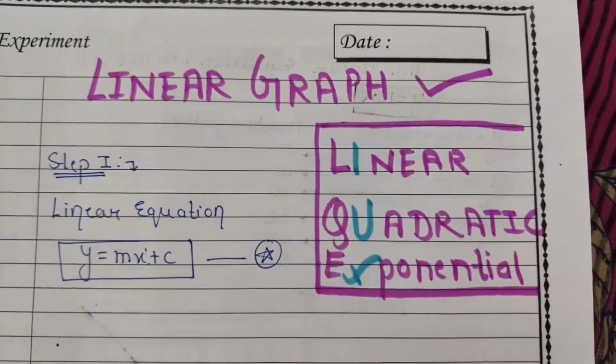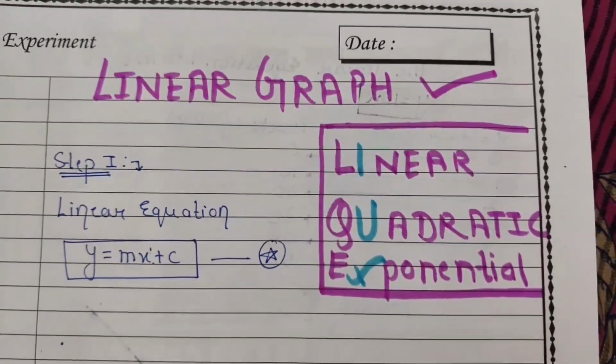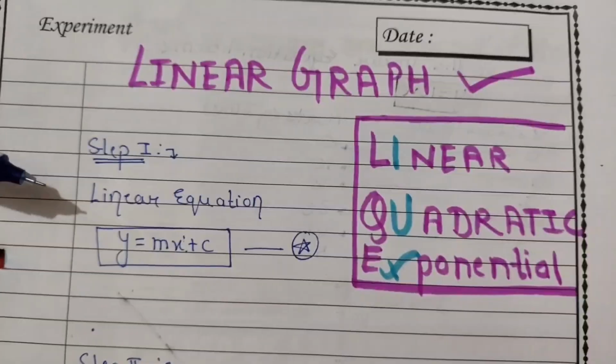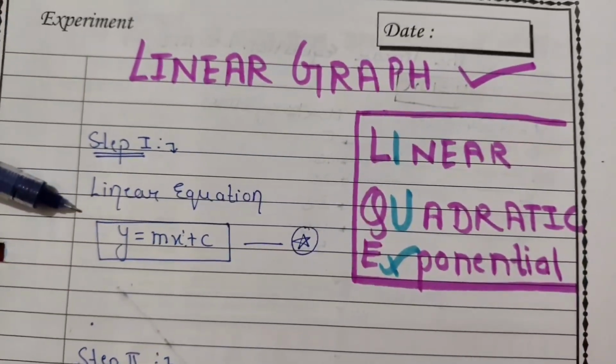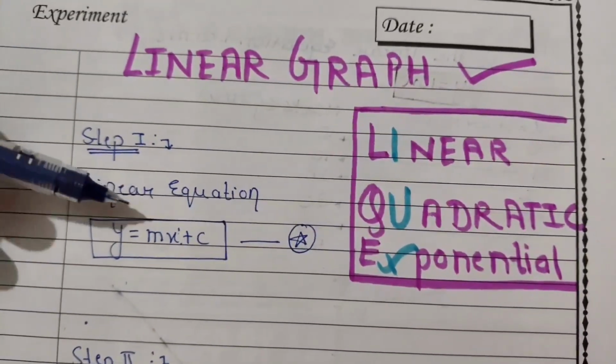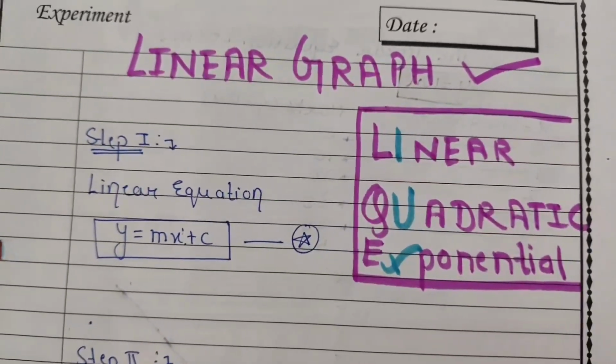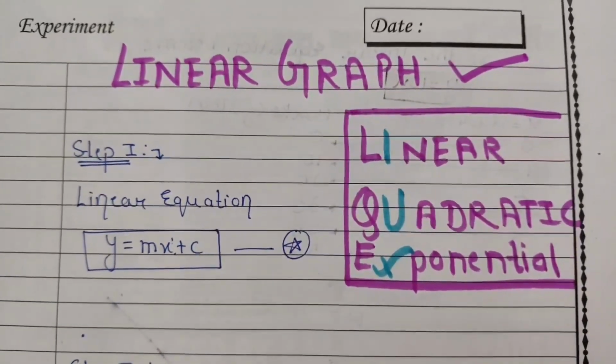Now let's discuss the linear equation. A linear equation is an equation in which the highest power of the variable is 1. Like here, x has only one power, so the highest power of x is 1. So this is called a linear equation.